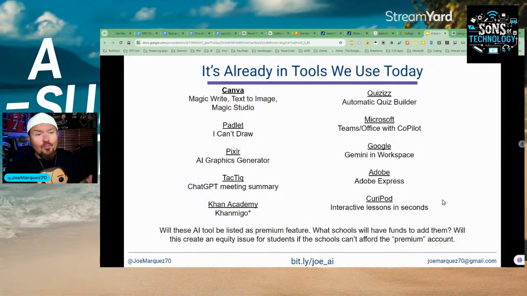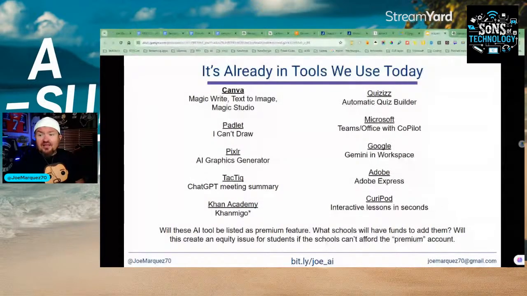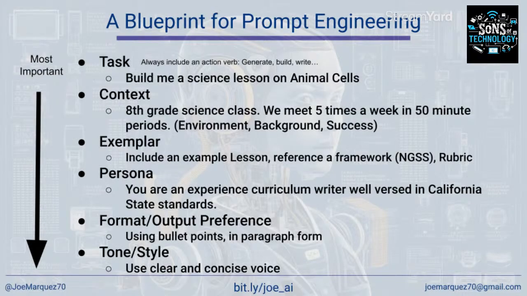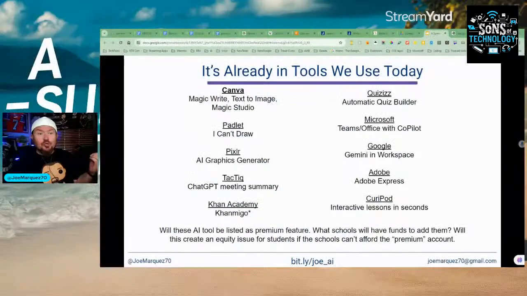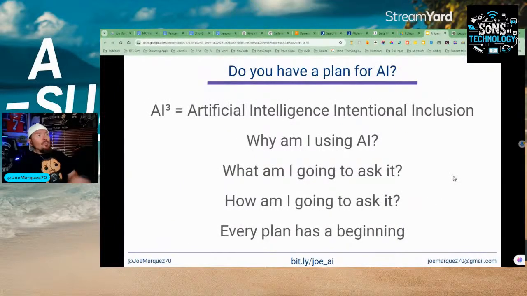That's why I'm so passionate about prompt engineering, even though a lot of these tools initiate shadow prompting. I still think the power comes from our prompts as well. And again, the prompting checklist that I'm going to keep going back to is something you can use to write your prompt and see, did I include the things I needed to include? And that's what we're going to be looking at today. But we have to have a plan. Before we approach the tool, we have to have a plan, right? And I call this AI cubed: artificial intelligence, intentional inclusion. Why am I using AI? What am I going to ask it?